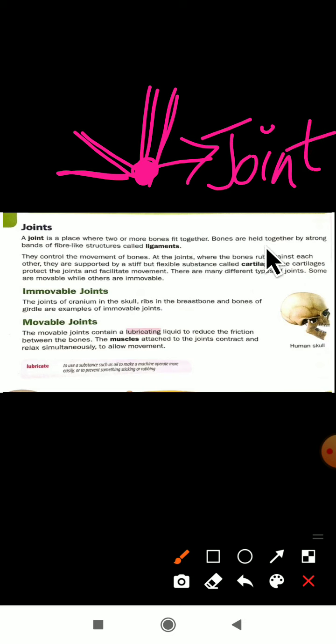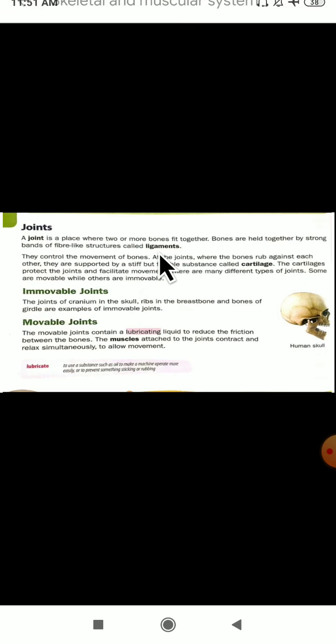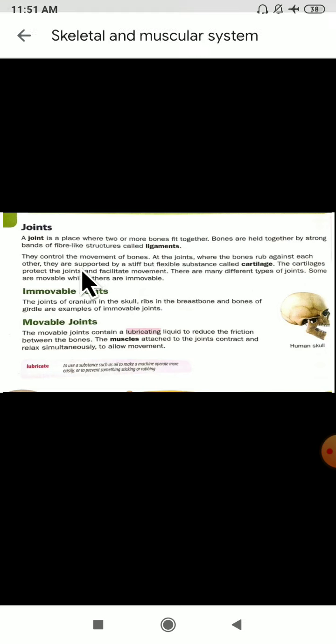Bones are held together by strong bands or fiber-like structures called ligaments. These bones are held together by strong bands, like a fiber-like structure. Can you see? These we call ligaments. They control the movement of the bones.